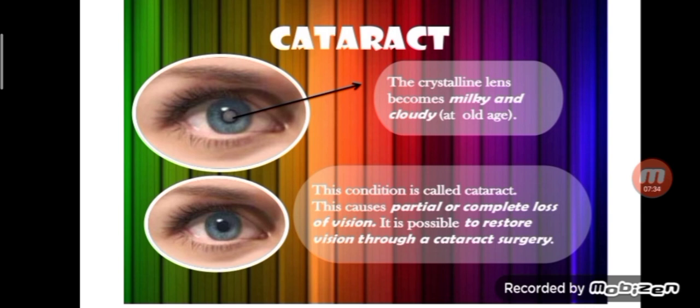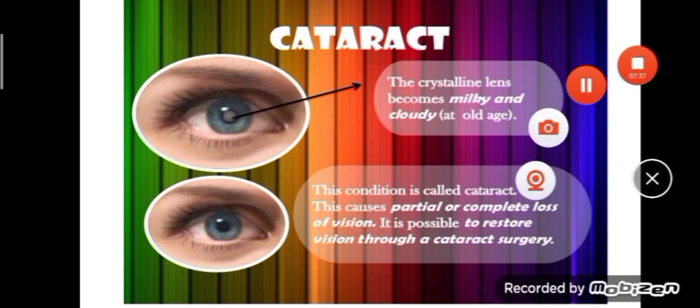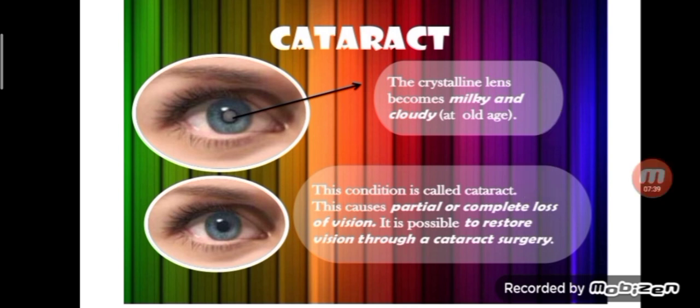Next type of defect is cataract. So what is cataract? The crystalline lens becomes milky and cloudy at an old age, and this is due to the formation of a membrane over it. This defect decreases the vision of the eye gradually. This condition is called cataract, and this causes partial or complete loss of vision. It is possible to restore vision through a cataract surgery.